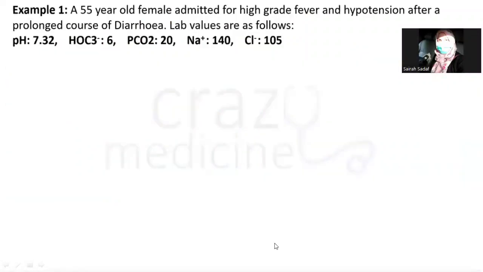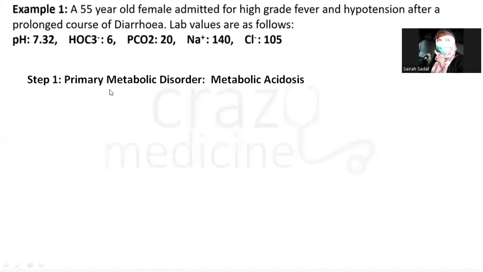Now there's an example. I will solve it for you. You can also join me to solve it. These are the values here. Now you have to tell me what this disorder is. This is very easy. Bicarb is low and the respiratory acid is low. Bicarb is low, it means that pH is acidic. It means that the patient is having metabolic acidosis.